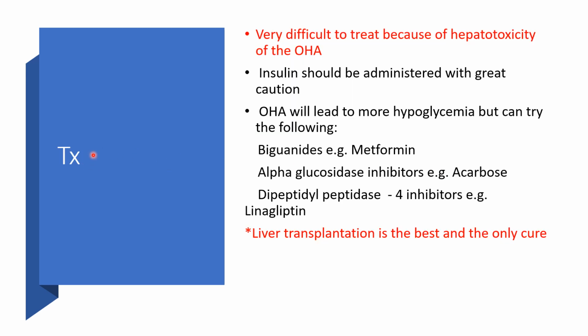Treatment of hepatogenous diabetes. This is very difficult to treat. Why that? Many of the oral hypoglycemic agents are hepatotoxic. Remember, the liver is already in trouble. Now you want to give medication that will add salt to the injury, right? Insulin should be administered with great caution. Why that? They are prone to hypoglycemia already. So oral hypoglycemic agents will lead to more hypoglycemia, but you can try the following. Just know that, so be careful too. That's why I say it's very difficult to treat.